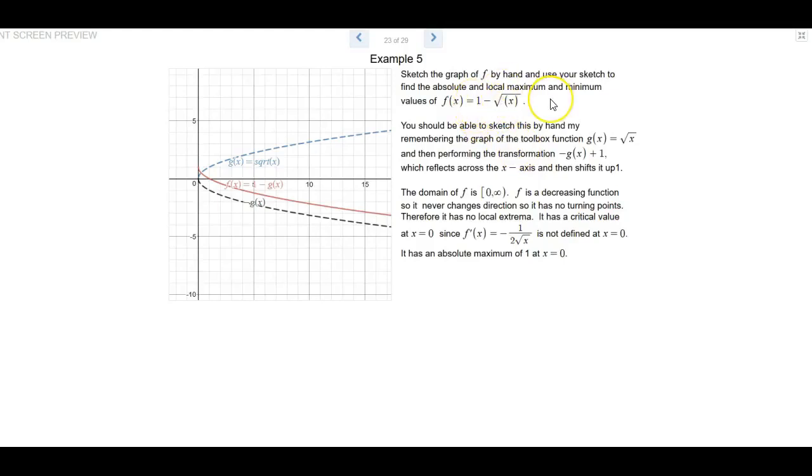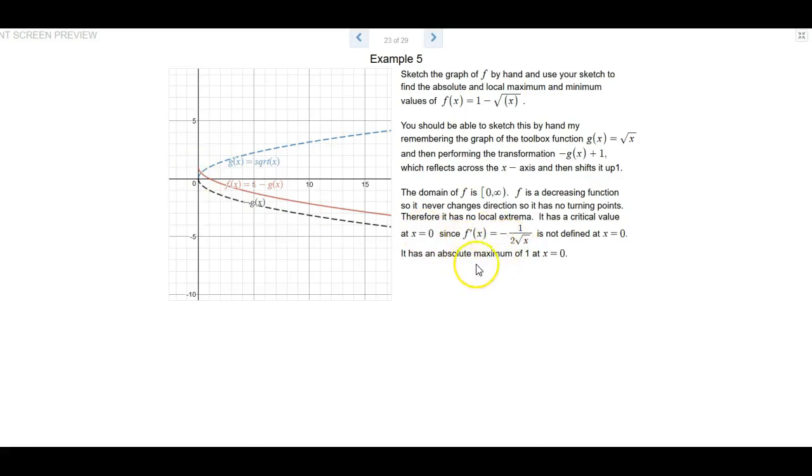Here's 1 minus the square root of x. Again, this is a constantly decreasing function. Now notice that the domain of this function is closed on the left end, 0 to infinity. So since it's starting here at 0 and is continuously decreasing, and 0 is included in the domain, this left endpoint is the absolute maximum. The absolute maximum occurs at 1, where x is 0.